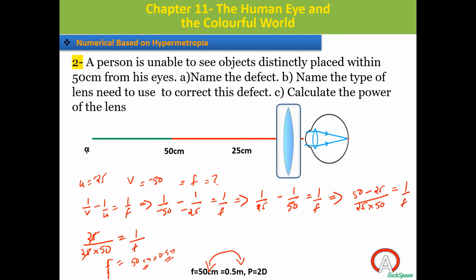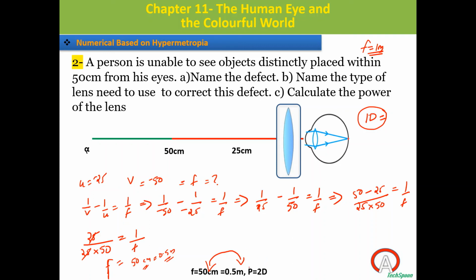We have to find the power. To find the power we need 1 by f. But we have to write it in diopter, right? So what does diopter mean? What is 1 diopter? 1 meter. That means the power of a lens having a focal length equal to 1 meter. There, 1 meter is the definition. The definition of power 1 diopter is related to 1 meter. The power of a lens with focal length 1 meter is 1 diopter.